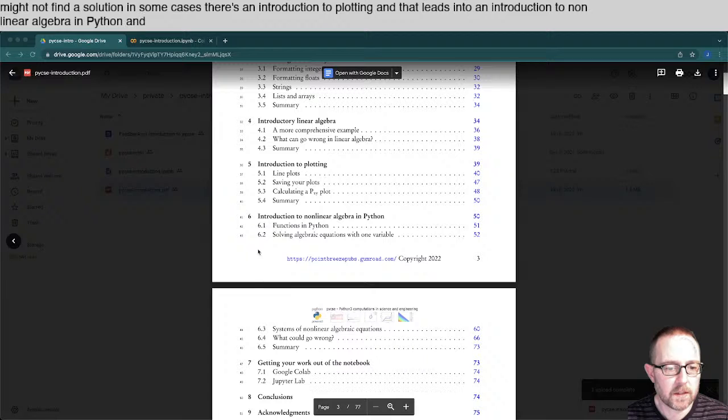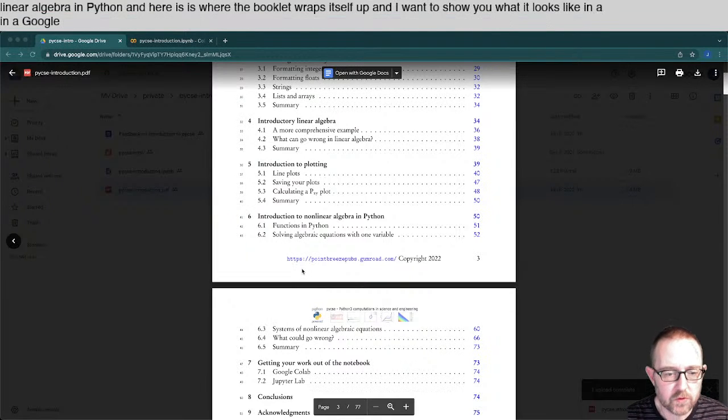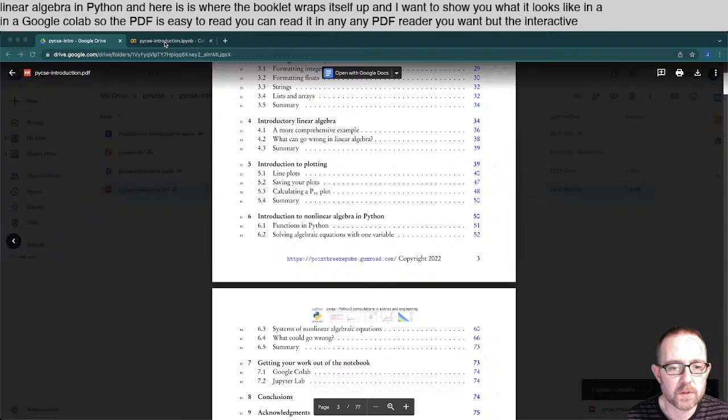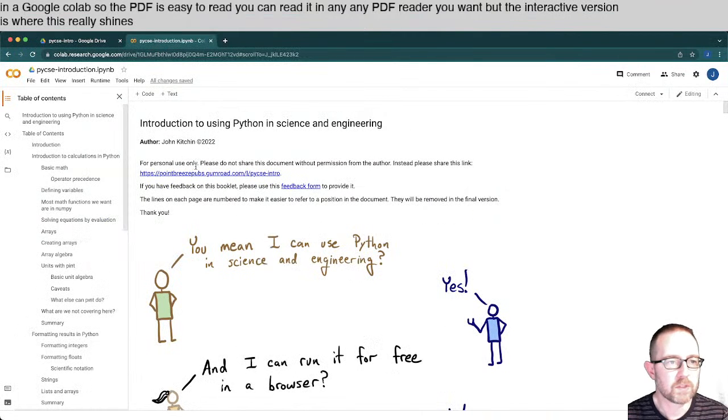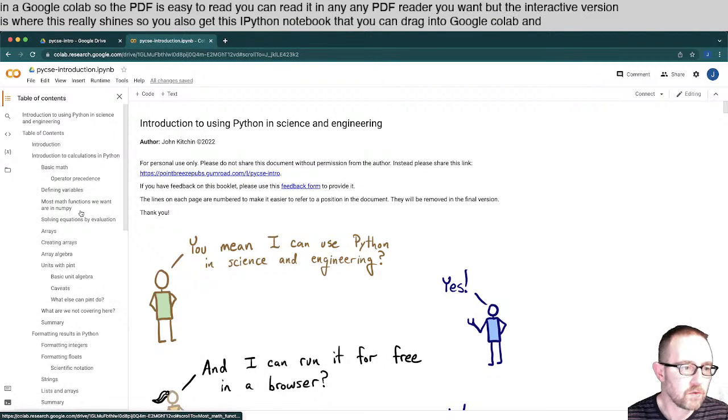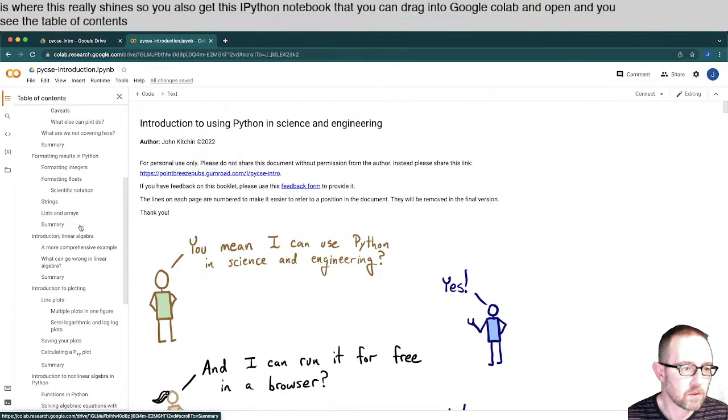And here is where the booklet wraps itself up, and I want to show you what it looks like in a Google Colab. So the PDF is easy to read. You can read it in any PDF reader you want, but the interactive version is where this really shines. So you also get this IPython notebook that you can drag into Google Colab and open, and you see the table of contents over here on the left.